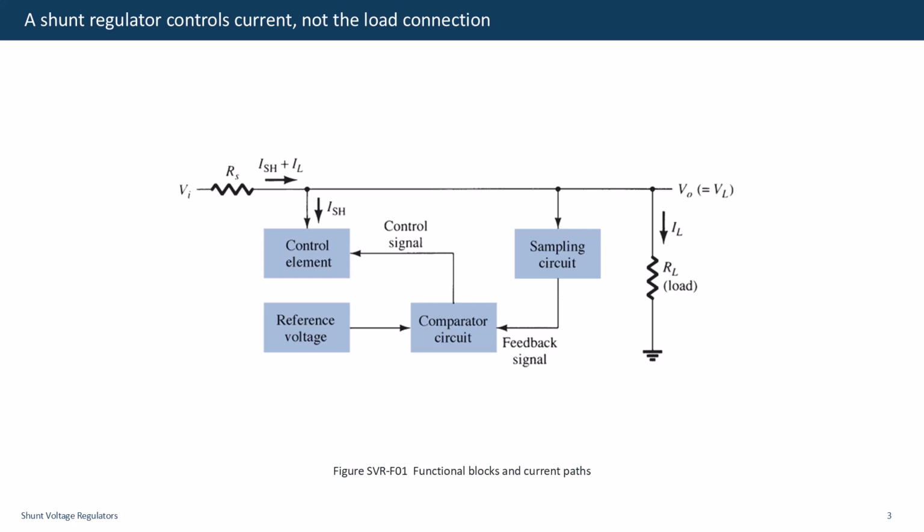If the output tends to rise, the control element draws more shunt current. The larger current through the series resistor produces a larger voltage drop, bringing the output back down. If the output tends to fall, the control element draws less current, leaving more current available to the load. This is negative feedback because the corrective action opposes the original change.